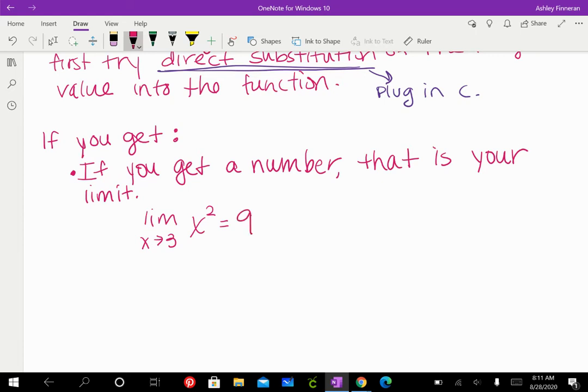And if you think about that graphically, like if you were to plot this, nothing fancy is happening at (3, 9). So it should make sense graphically that if you just plug it in, and you get a y value, the y value is your answer.